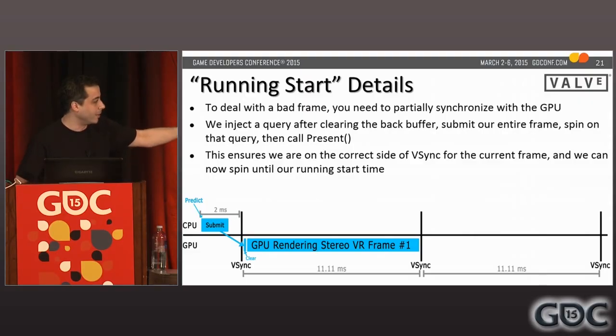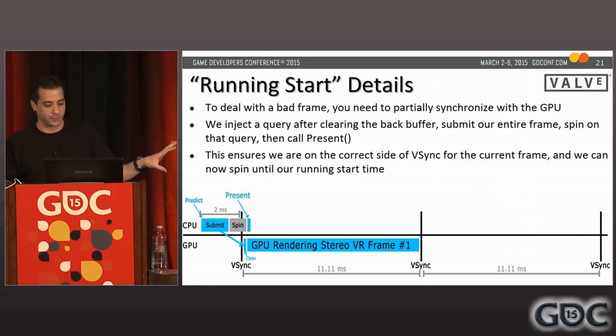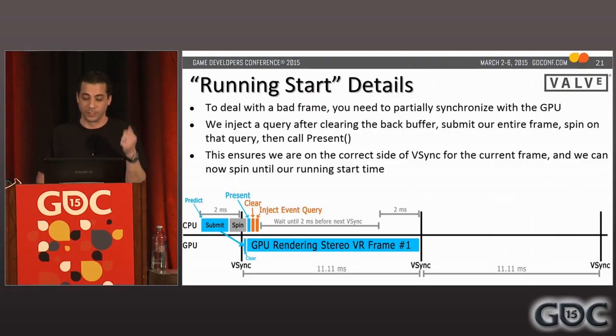So above the black line is CPU, below the black line is the GPU. Back to the CPU thread, our render thread. We're going to spin and wait until after VSync. Forget about how we do that. We'll explain that in a minute. And then you're going to call present, and this is super critical. You want to call present on the same frame that the GPU is actually churning away and rendering that frame, okay? Because right after that, you're going to clear the back buffer. So frame 1 is blue, frame 2 is going to be orange.